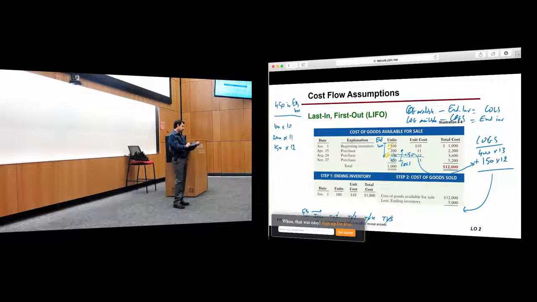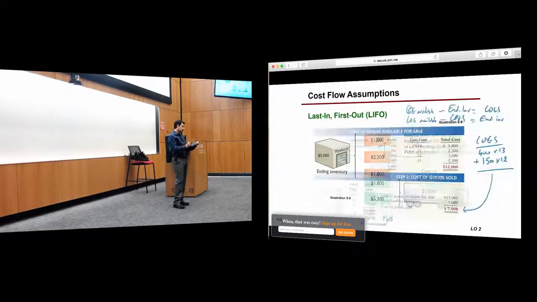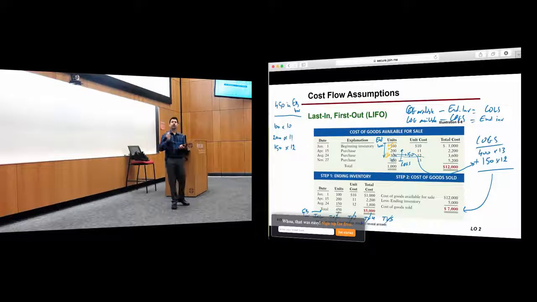The only thing that is changing here is basically how you allocate it. So the total amount between the total amount of ending inventory and cost of goods sold will always be the same amount. It's simply the composition of what's considered as cost of goods sold and what's considered as ending inventory that will be different.